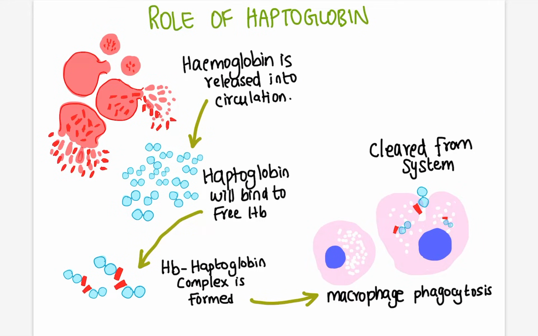But in the same scenario, if haptoglobin is there, then the circulating haptoglobin will bind with free hemoglobin, and here you can see that a complex of hemoglobin and haptoglobin is formed. This complex is recognized by macrophages, and the macrophages will swallow this complex and free hemoglobin is cleared from the circulation.